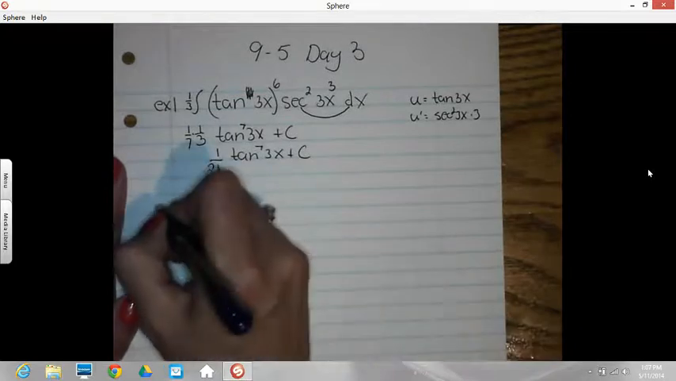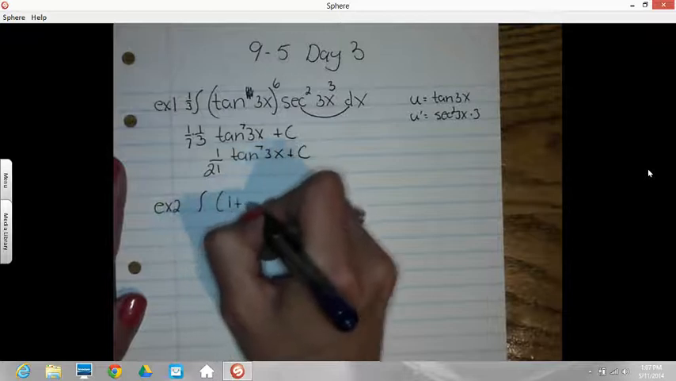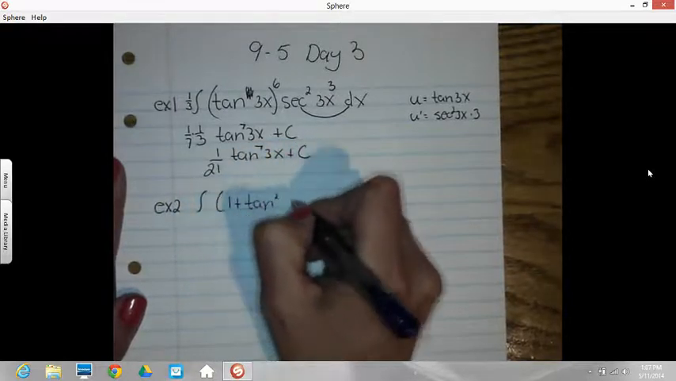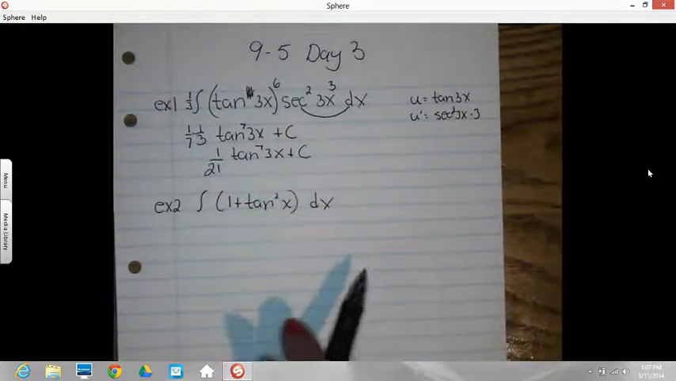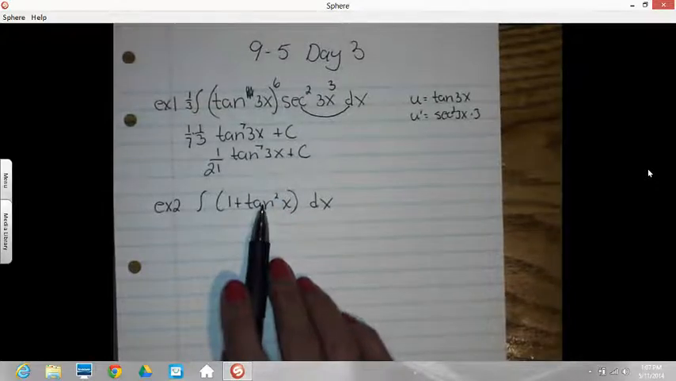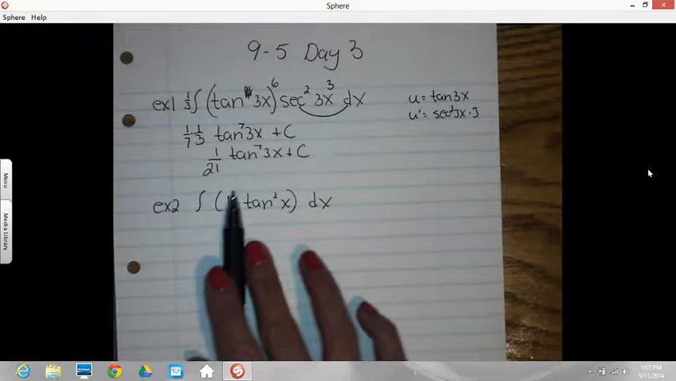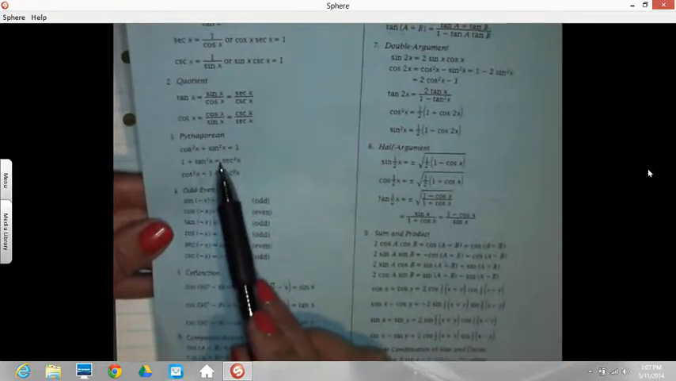Got the integral of 1 plus tan squared x dx. Okay, if I run through my rules, it's not odd powers of sine and cosine. It's not even powers of secant and cosecant. It's not a cosine squared or a sine squared, so it's got to be something else here. But boy, this kind of looks familiar to me. As a Pythagorean identity, maybe I simplify first. 1 plus tan squared does equal secant squared, so I can just simplify that and rewrite it as secant squared.